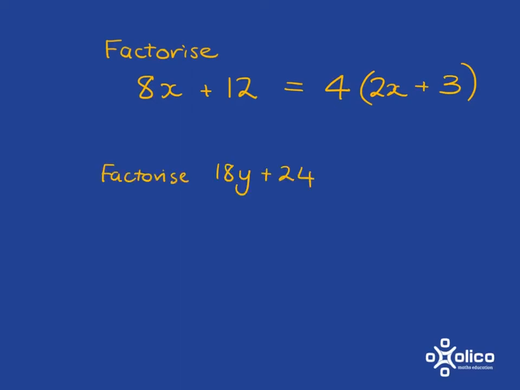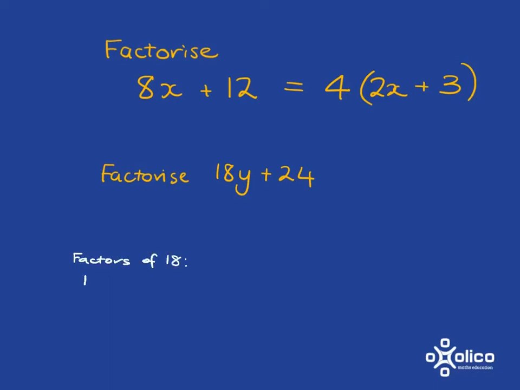Now imagine you were asked to factorize 18y plus 24. You might be able to do it quite easily, but let's go and do it slowly just to show you a process. So we need to find the highest common factor of 18 and of 24. And if you can't immediately identify that, let me just recap with you how to find the highest common factor of two numbers. So we look at what are the factors of 18.